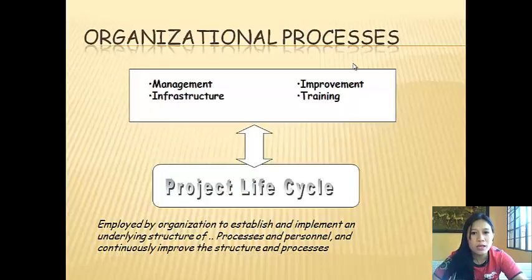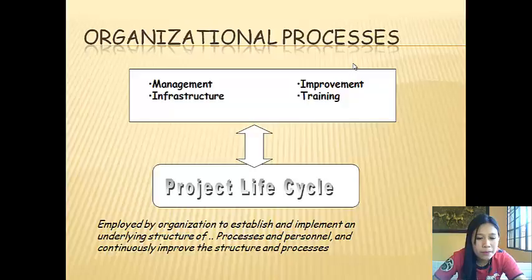The organizational processes in the project life cycle are the management, the infrastructure, the improvement, and the training. They are employed by the organization to establish and implement an underlying structure of processes and personnel, and continuously improve the structure and processes.